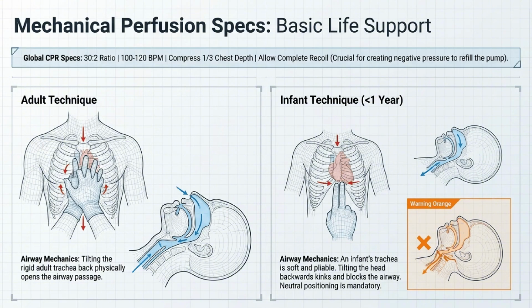Meaning you have to let the chest come all the way back up. Exactly. If you don't let the chest fully rise back up, the heart has no negative pressure to pull new blood in. Does that mechanical protocol apply to everyone? Like, what if the patient crashing is an infant?